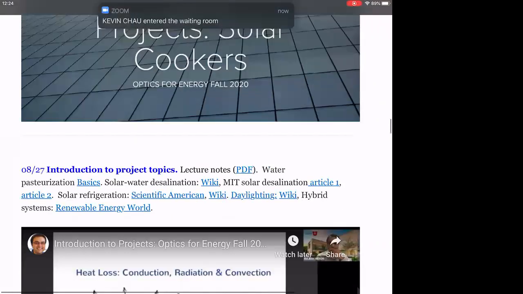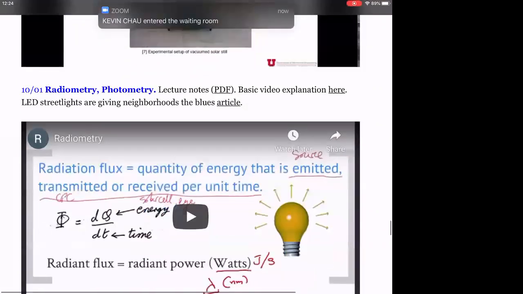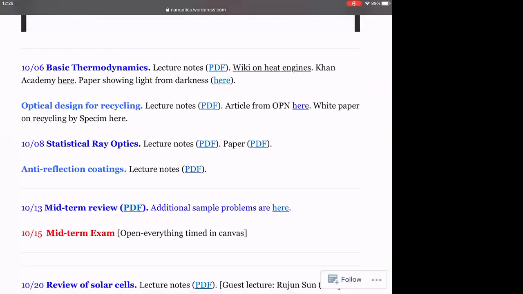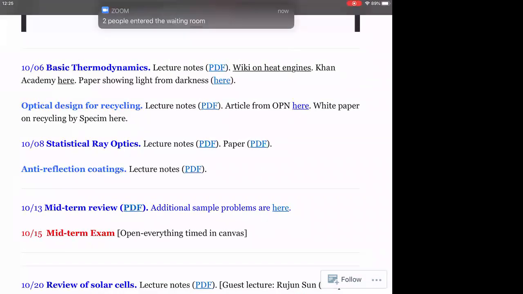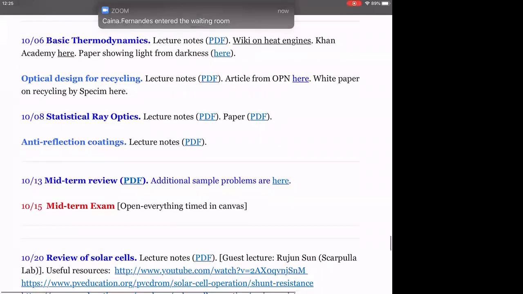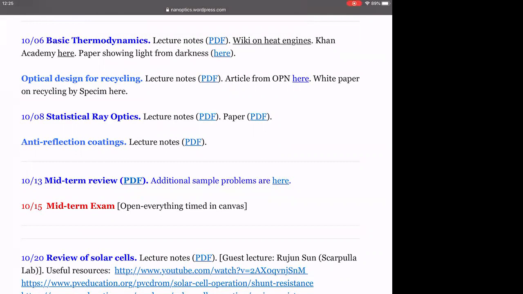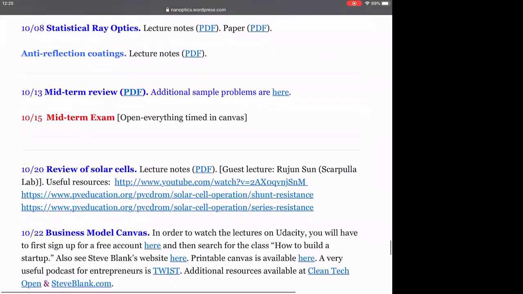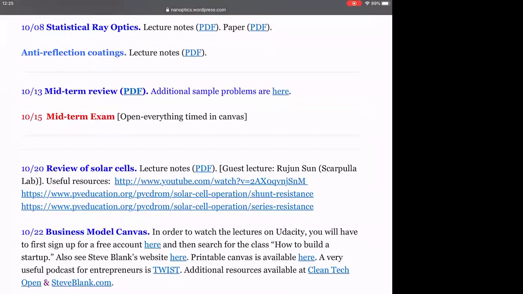Let's take a quick review on where we are in the schedule. So today, there are two topics I would like to cover, and we'll play how much we can cover. One is a very basic idea of thermodynamics. I want to go through a couple of interesting papers related to this, and then a relatively brief lecture on optical design for recycling. And on Thursday, we'll cover some other interesting topics related to statistical ray optics and how it's relevant to solar cells as well as to anti-reflection coatings. So next week, we actually don't have class, except on Tuesday, there is a review session, again on Zoom.